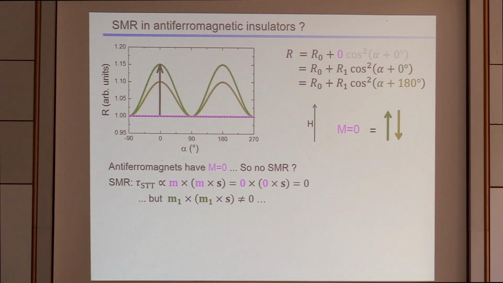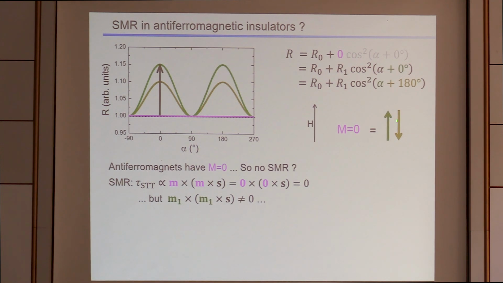And I naively thought this would be a simple endeavor, but it wasn't. So you go back to this sketch, and instead of thinking of canted moments, you now go to something which has a perfectly antiferromagnetic spin structure, meaning 0 net magnetization. And if you again naively think in terms of the net moment, then you should have no spin-Hall magnetoresistance at all because there's no magnetization, right?